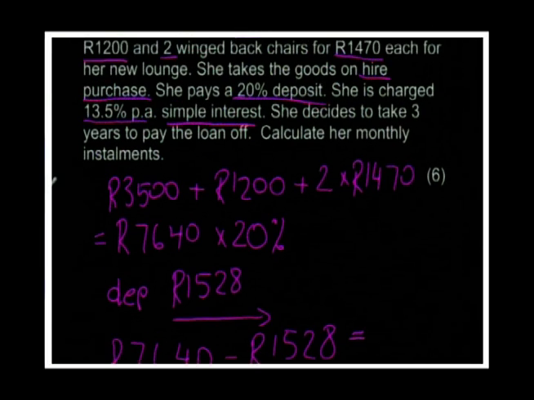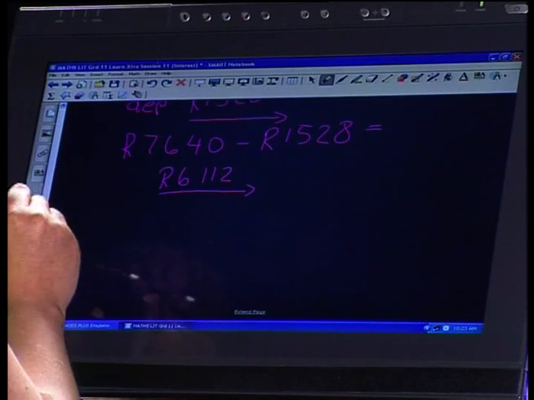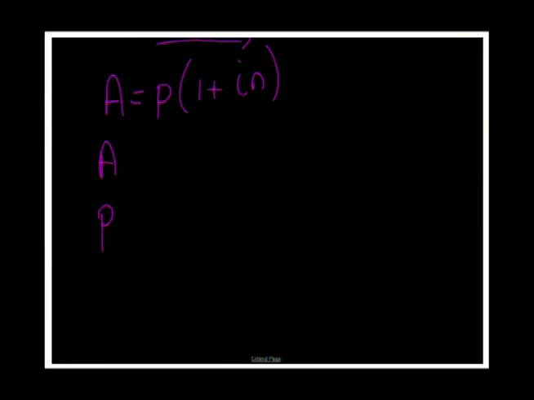Let's go back to the question. So we've calculated how much she pays, we've calculated her deposit. She is charged 13.5% per annum simple interest, and she decides to take 3 years to pay the loan off. Calculate her monthly installments. So what I need to do now is first work out the total that she has to pay for these goods, and then we're going to divide it by how many months she takes to pay it off. So I'm going to use my total simple interest formula, which was my principal, 1 plus IN. And again, I'm going to write out all the values that I need.